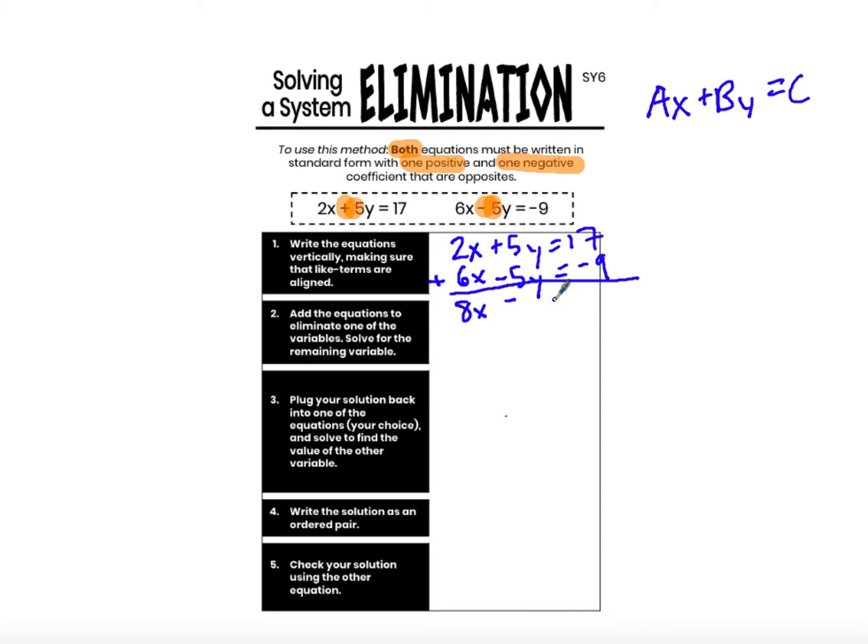I guess I could write the equals over here, but that's kind of weird. Equals 17 minus 9, which is 8. So generally, you would just go ahead and write that more squished together. 8x equals 8. Beautiful. We have a beautiful one-step equation.